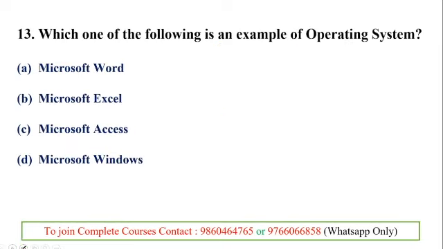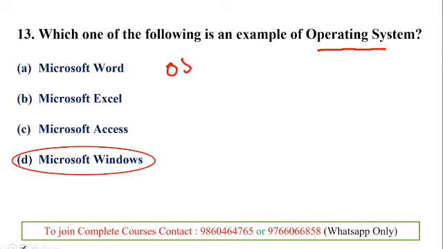Clear? Then the next question, which of the following is an example of an operating system? Again the OS. The operating system manages all of the software and hardware on the computer. It performs basic tasks such as file and memory management, process management, handling input and output, and controlling devices like disk drives and printers. So among Microsoft Word, Excel, Access, Windows, the example of an OS is Microsoft Windows. It is a particular type of operating system.